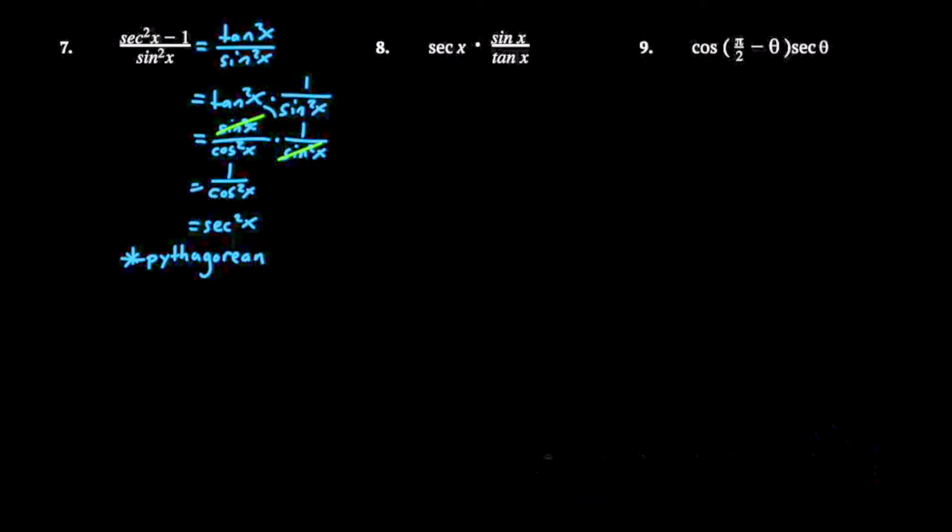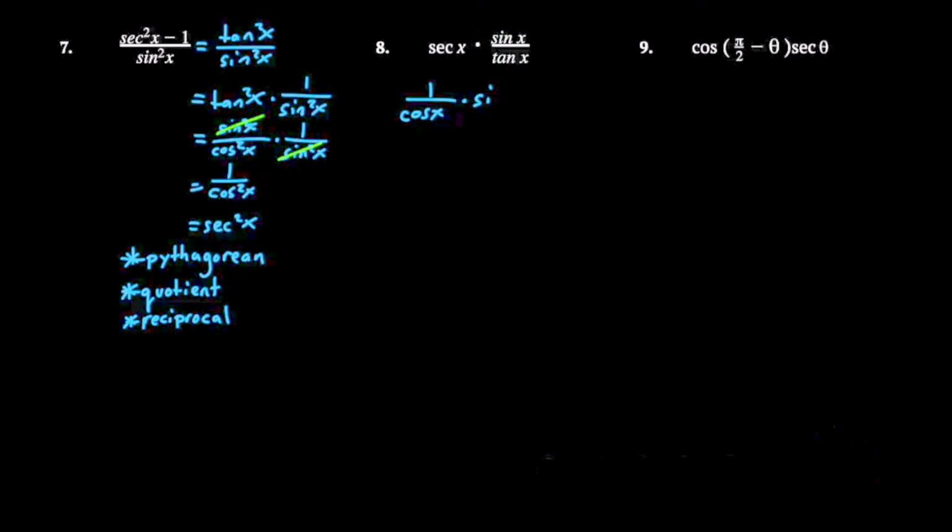Then this is just a little bit of algebra, and then this was a quotient identity, changing tangent into sine over cosine. And then after these canceled, we changed 1 over cosine back into secant, and that is a reciprocal identity.